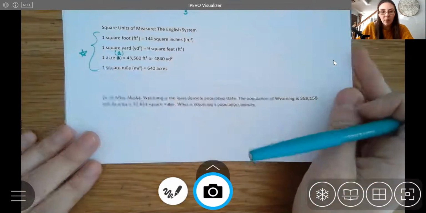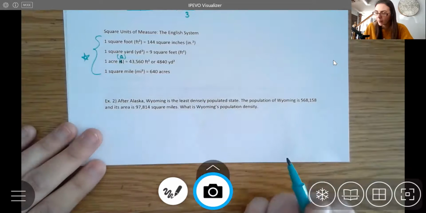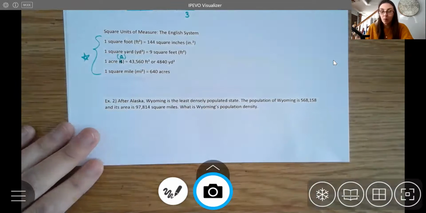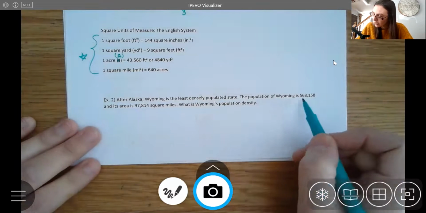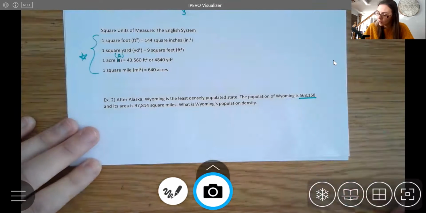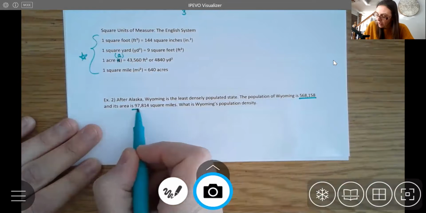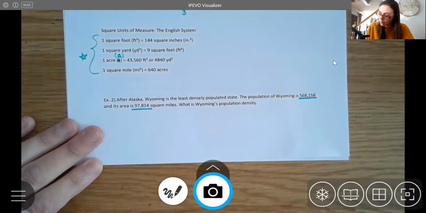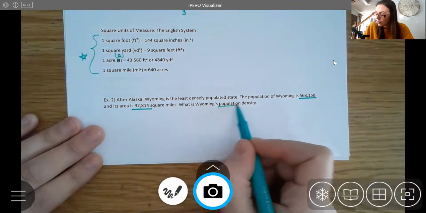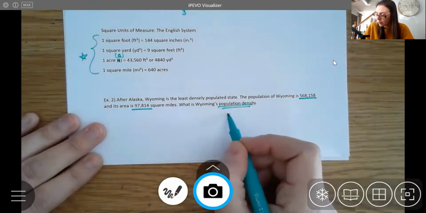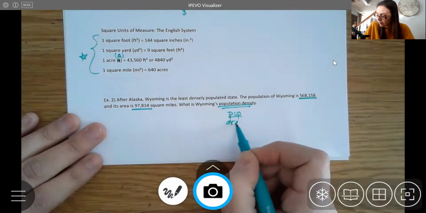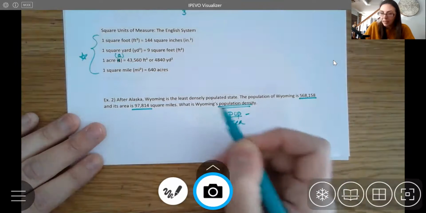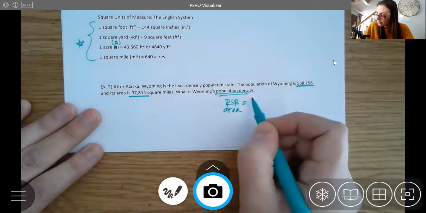So after Alaska, Wyoming is the least densely populated state. That means you have more room for people. So the population of Wyoming is 568,158, and its area is 97,814 square miles. So the population density can be found by taking the population and dividing it by the area. So our population here, excuse me, is the 5,000.